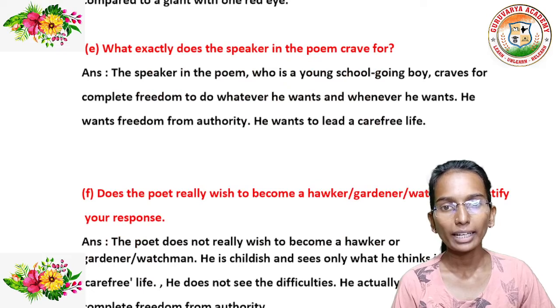Towards next, what exactly does the speaker in the poem crave for? Answer: the speaker in the poem, who is a young school-going boy, craves for complete freedom to do whatever he wants and whenever he wants. He wants freedom from authority. He wants to lead a carefree life.